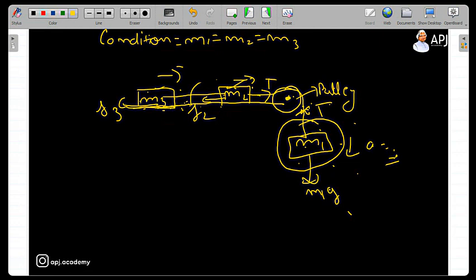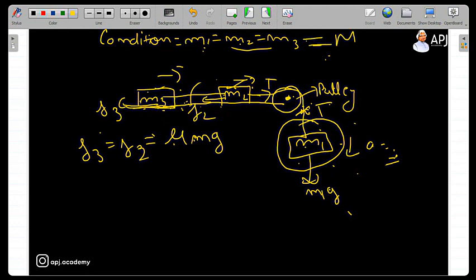Tell me what will be the value of friction force? How do you calculate the value of friction force? The value of F3 and F2 will be the same because the mass is the same. M2 and M3 are equal. What will be the value? Mu into mg. Okay, let m1, m2 and m3 all be equal to the capital M.